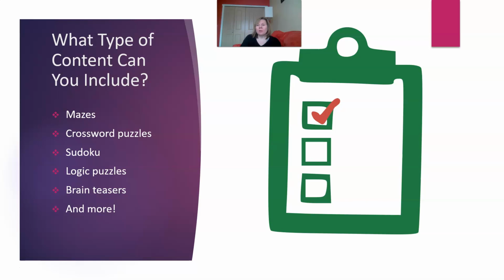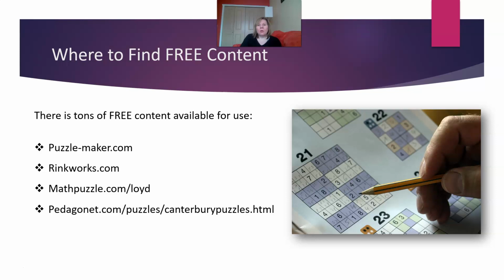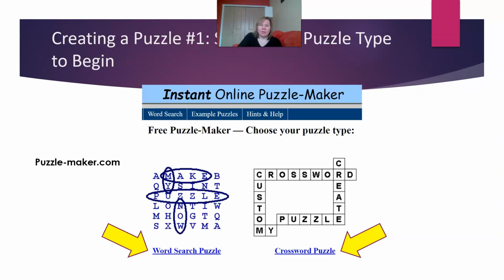And if you also include things like activities, you can include things that are even more like dot to dot, or finding something in a pattern or something like that. So there's a lot of different types of content that can be included. So first of all, I want to mention free content. There is a lot of free content available for use. These are just a few sites, and I'll show you an example from the first one here in a moment. But there are a number of places where you can find free content.